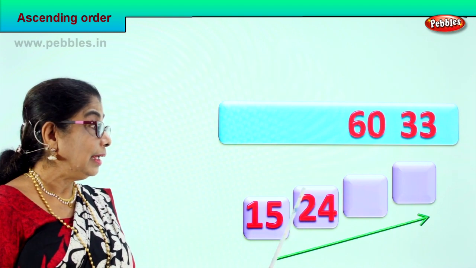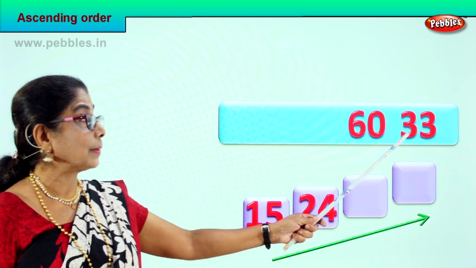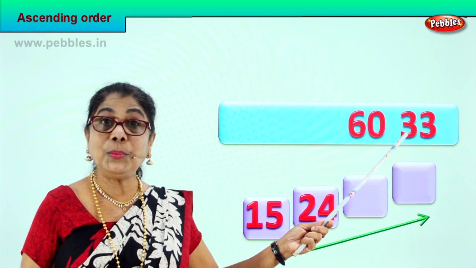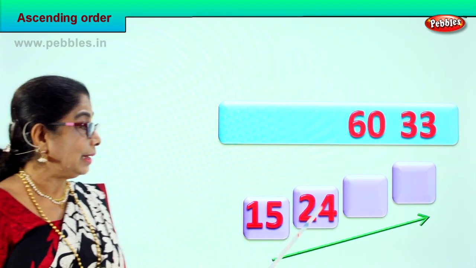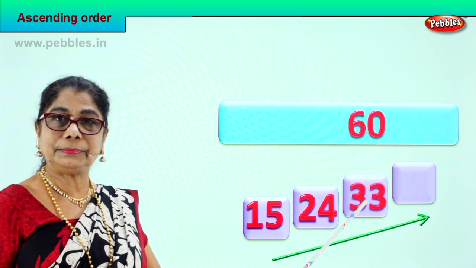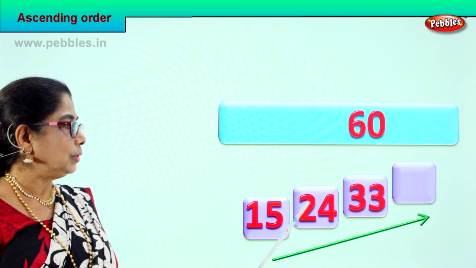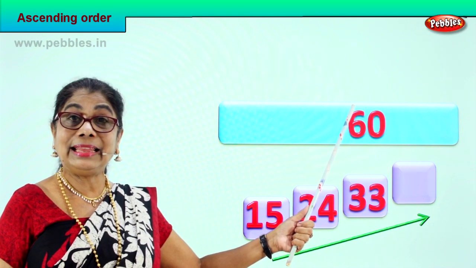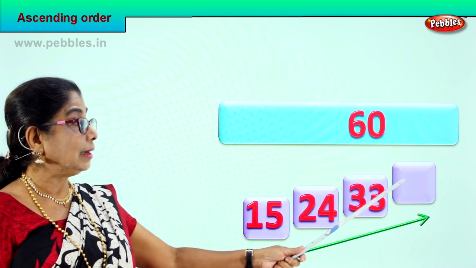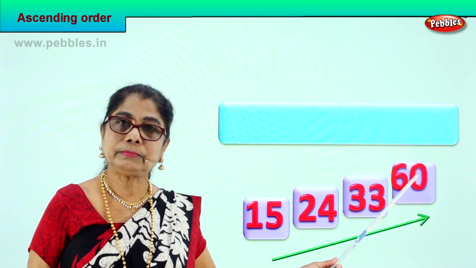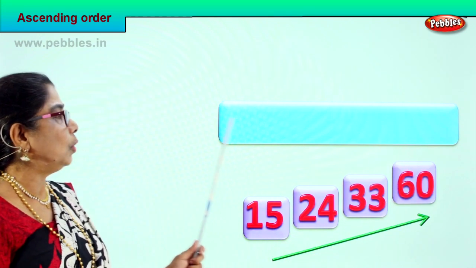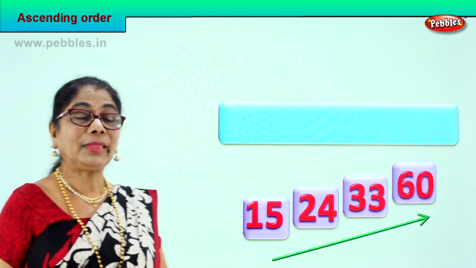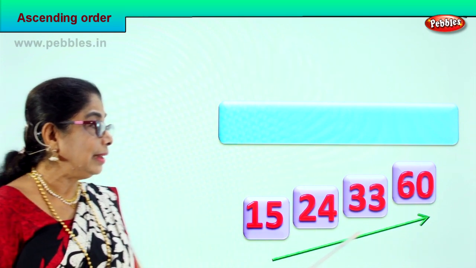Next we look at in the tens place 3 tens. Here we have 3 tens. So we'll take that number and we'll put it here. Now we have 1 ten, 2 tens, 3 tens. The number left over has 6 in the tens place. So that comes the last. Yes? Now we have picked all the numbers from here. What have we done? Ascending order.